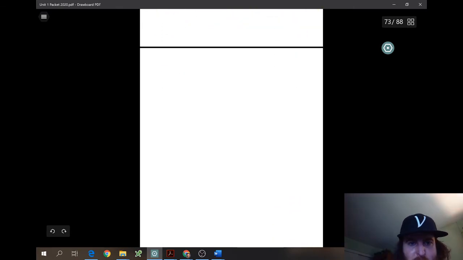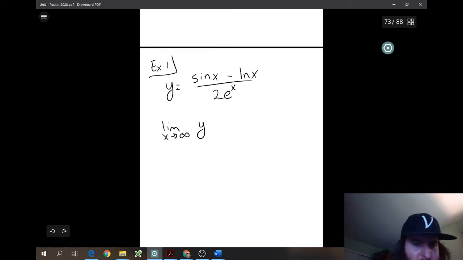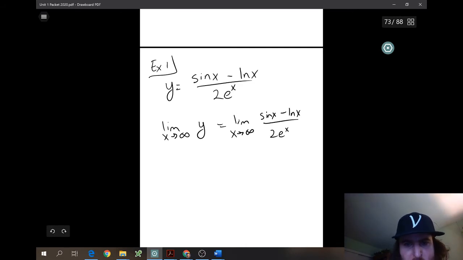That's a couple of examples there, and we'll look at some more, harder ones. What if we had y equals sine x minus ln x over 2e to the x, and they wanted to know the limit as x approaches infinity of y? What they're saying is, what is the limit as x approaches infinity of sine x minus ln of x over 2e to the x. Remember, I said treat sine x as if it was just 1. The biggest it could ever be is 1. Now, e to the x is bigger than ln of x, so this is going to be 0 because the bigger one was in the denominator.